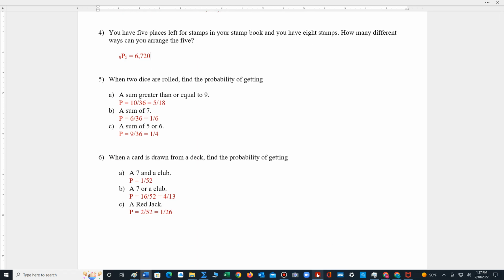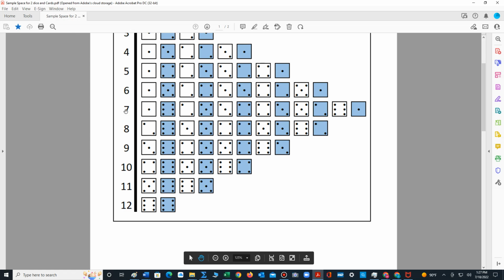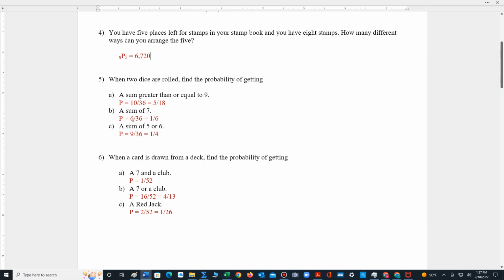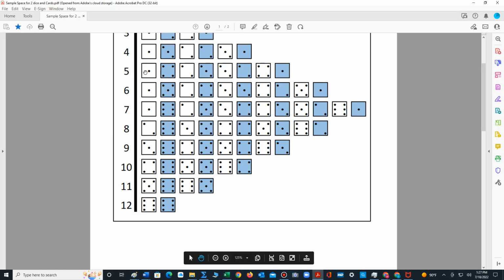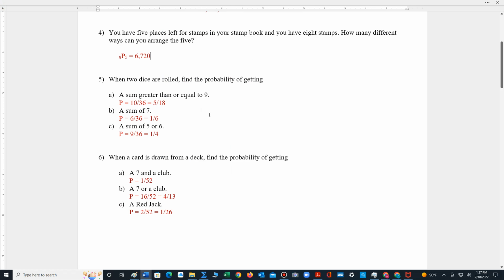Probability of getting a sum of 7. Here's a sum of 7. There's 6 different outcomes that give a sum of 7. So 6 out of 36, 1/6. And then a sum of 5 or 6. 5 is 1, 2, 3, 4. 6 is 1, 2, 3, 4, 5. So 5 plus 4, 9 possibilities out of 36, reduces to 1/4.